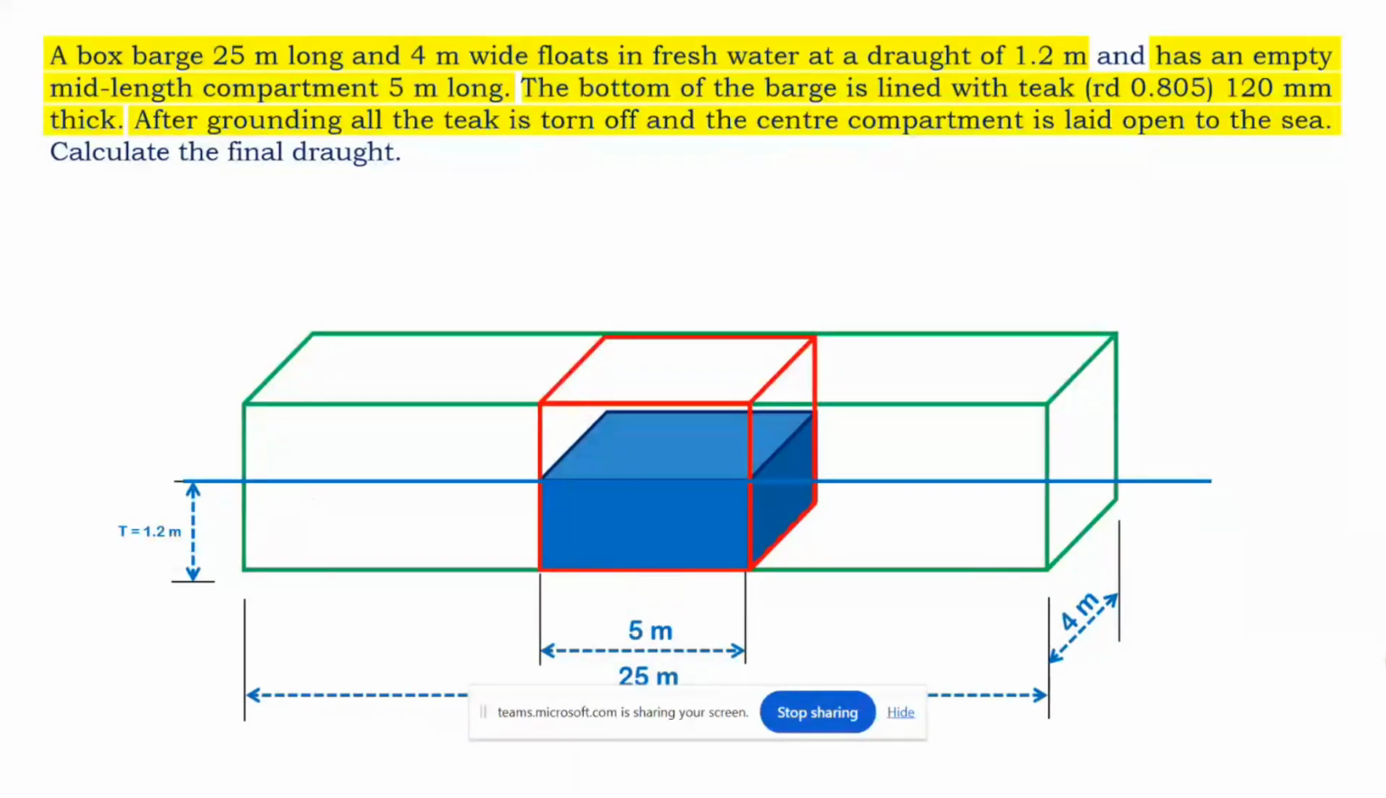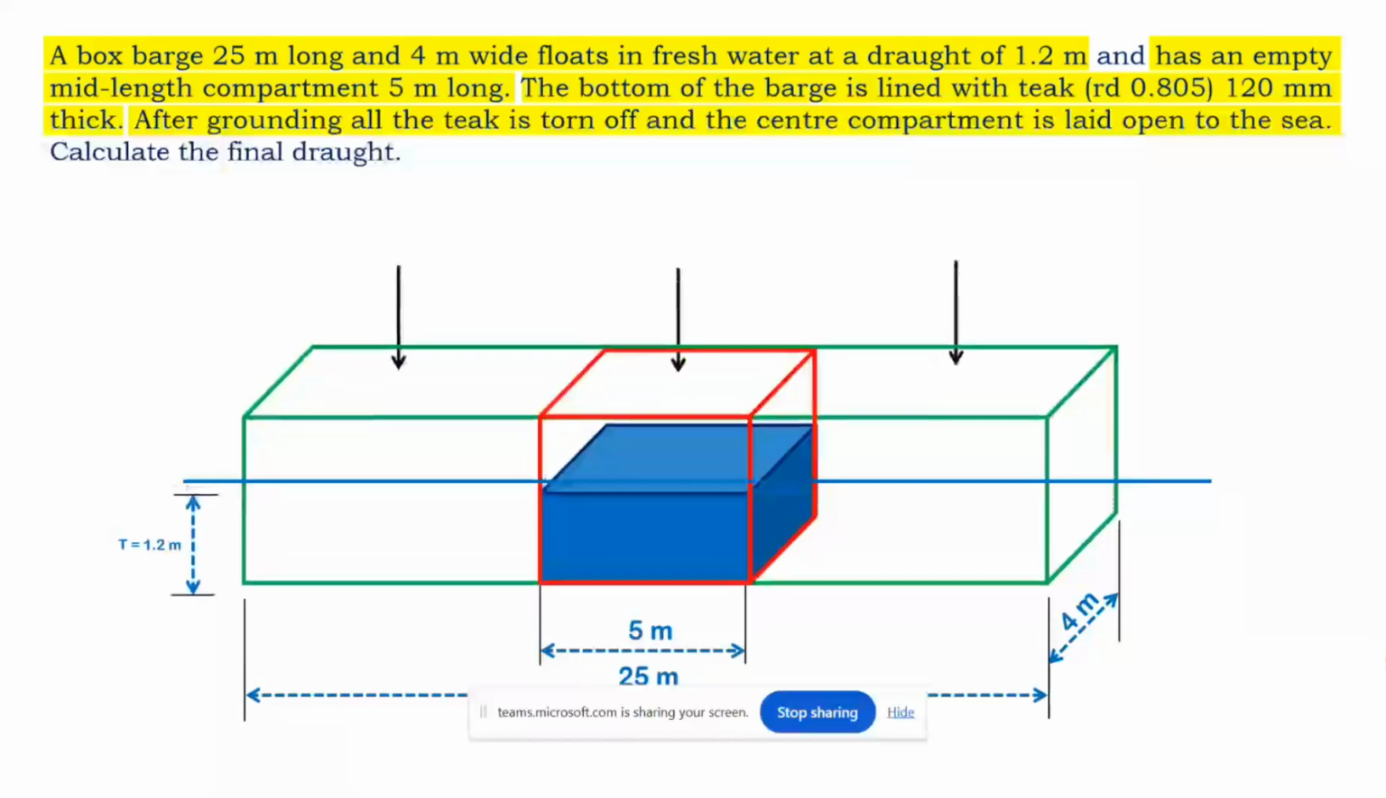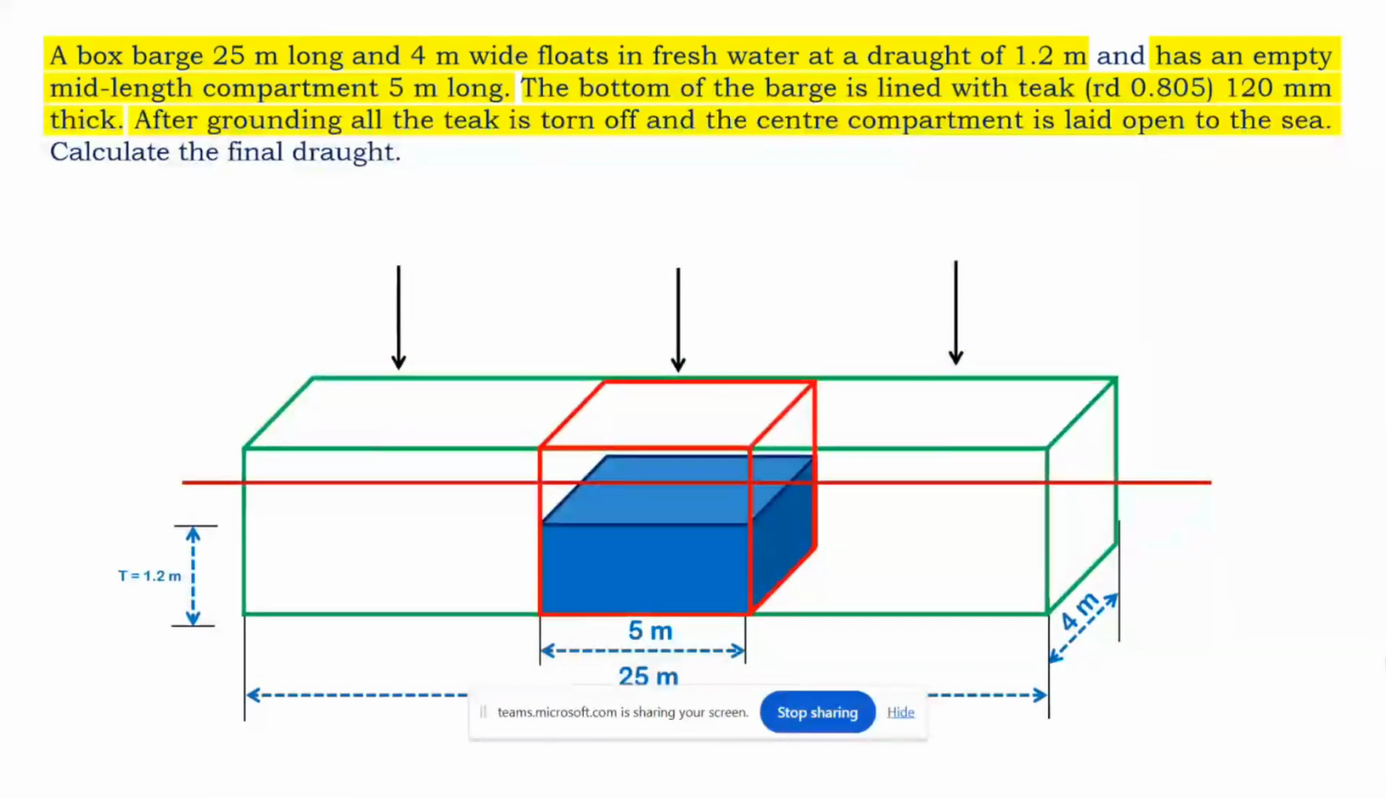So there are two things happening here. One, the wooden teak is removed from the ship, and the center compartment is being flooded with water. The question is asking, of course, the ship will now sink down in the water by a certain amount, and we are asked to determine the final draft. I hope now the question is clear to you. Yes, sir.